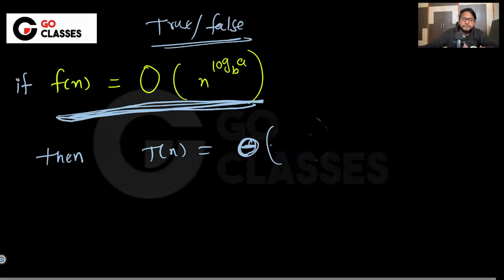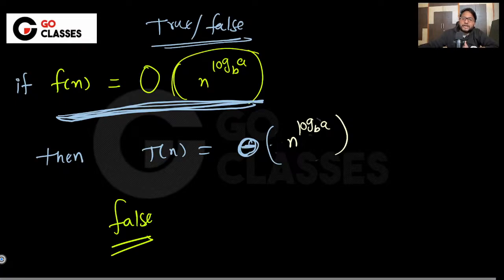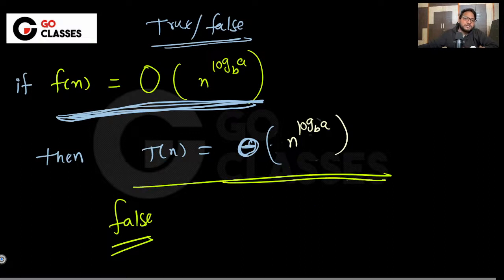Then what is your answer? This is n to the power log base b a. Is this true or false? This is false, right? Actually, it is lesser than or equal to this. I agree, but it has to be polynomially lesser. So that's why it is false. You don't know whether it is polynomially lesser or not.